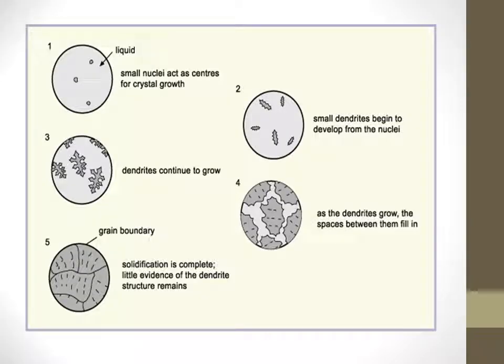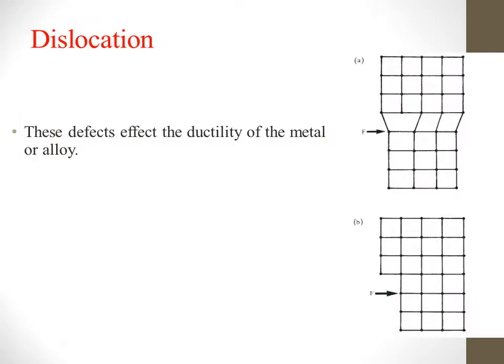This is how it actually takes place. This is the molten liquid metal. These are the small nuclei that act as centers for crystal growth. Dendrites continue to grow, and where these dendrites merge or come in contact, these are called the grain boundaries of the crystal. As the dendrites grow, the spaces between them fill in. So this is basically the process by which solidification of molten metal is taking place and grain growth is occurring.